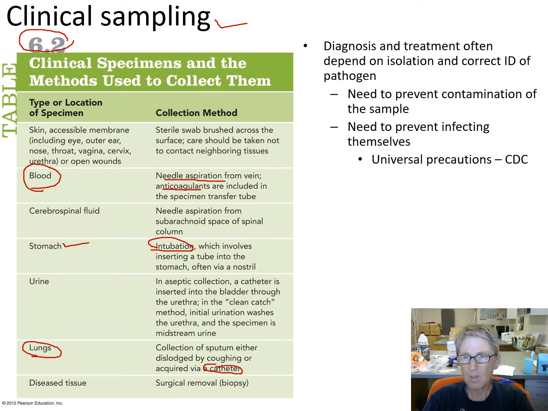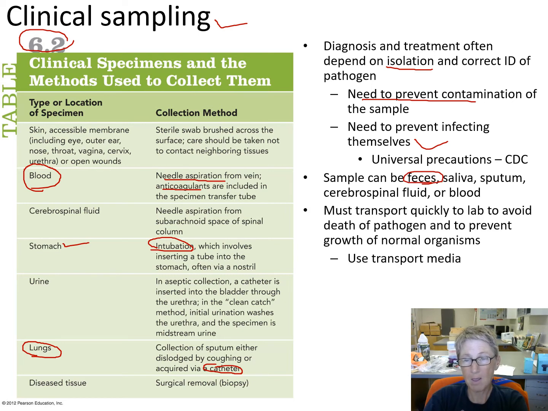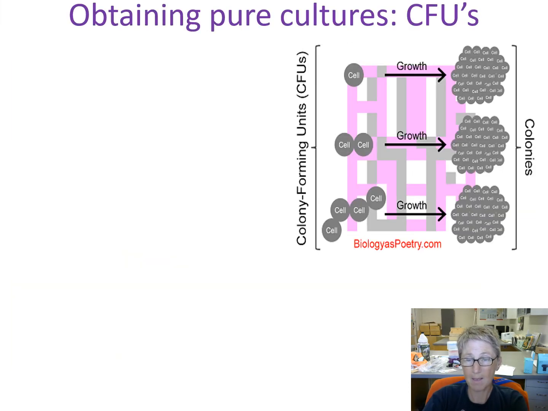The diagnosis and treatment of a disease depend on the ability to isolate and the correct identification of the pathogen of interest. So you, as a clinician, need to prevent contamination of the sample, and you need to prevent infecting your cells with the sample from the patient. And the samples can be anything from feces to cerebrospinal fluid to blood. And you have to transport the samples quickly to the lab so the pathogens don't die. It's trying to figure out what the pathogen is.